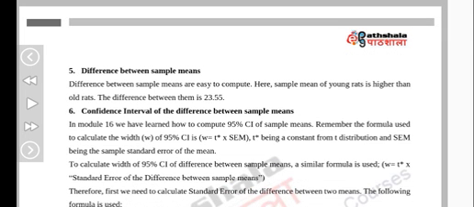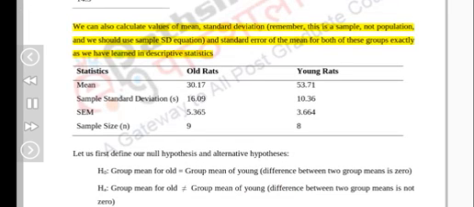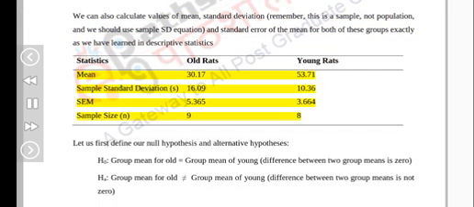We can all calculate values of mean, standard deviation. Remember, this is a sample, not population, and we should use sample SD equation and standard error of the mean for both of these groups exactly as we have learned in descriptive statistics. Statistics, old rats, young rats.